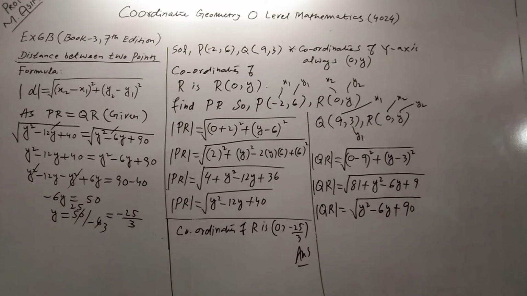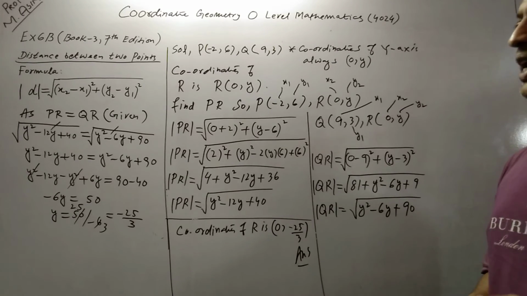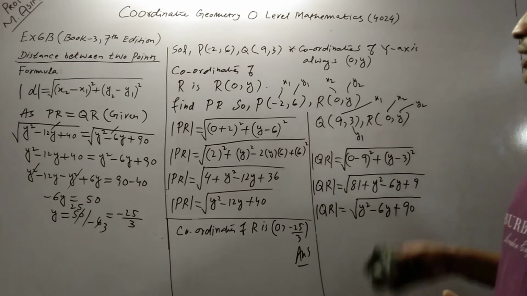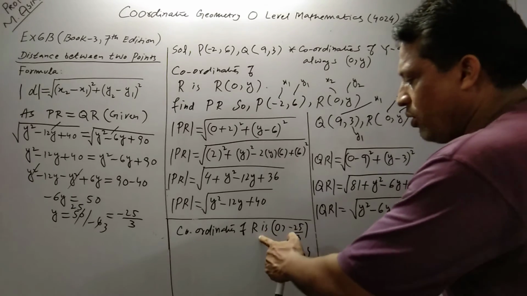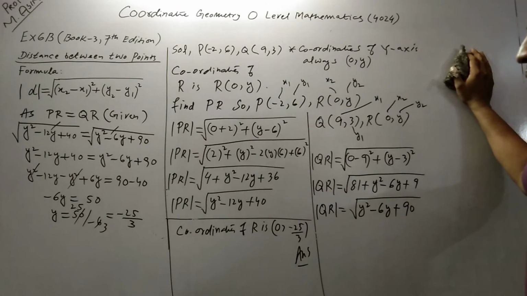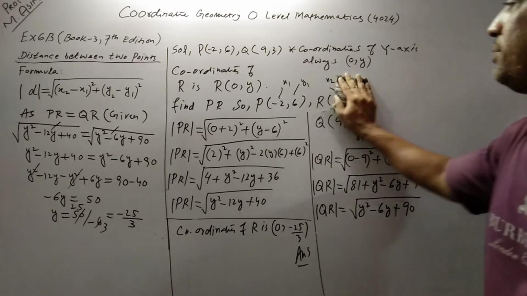See part B of the question. I hope you understand this part. Very interesting and very important part. So the answer of part A is: the coordinates of R are 0 comma minus 25 upon 3. Okay, see part B.